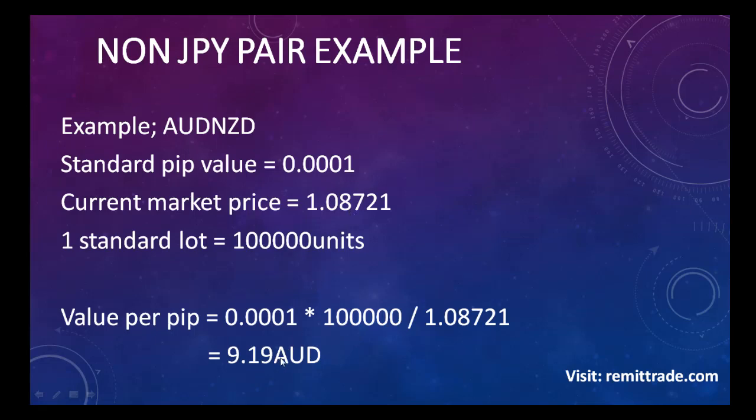If you have 9.19 AUD as your answer and your account is denominated in US dollar, what will you do? It's very simple. Just go to the AUD USD chart and take the current market price, and multiply by this value. It will give you the value per pip in USD, which your account is denominated in. It's very simple to calculate value per pip. So that is how you calculate your value per pip when it comes to Forex trading.